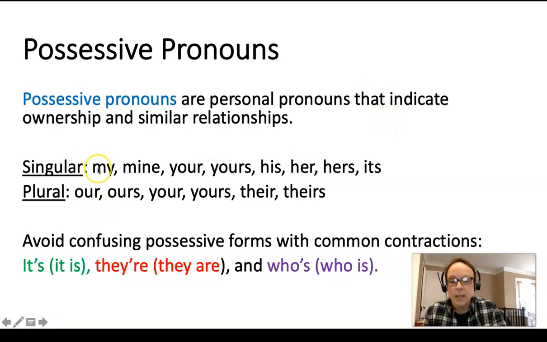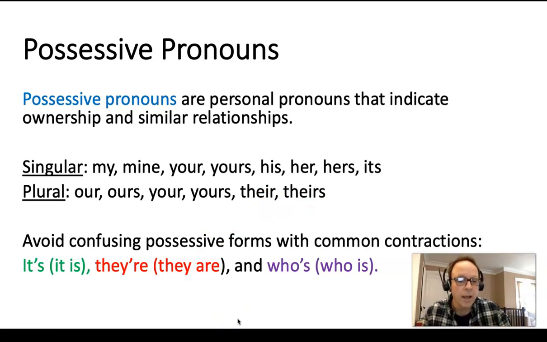Singular would be like my, mine, your, yours, his, her, hers, its. Or if it's plural, something that we own collectively or together, our, ours, your, yours, their, theirs. What you want to do is just avoid confusing possessive forms. This is one of the most common errors that people can make with common contractions. Remember, a contraction is where you take like it is and you put the apostrophe and it's its. But its can also be what's called a possessive pronoun.